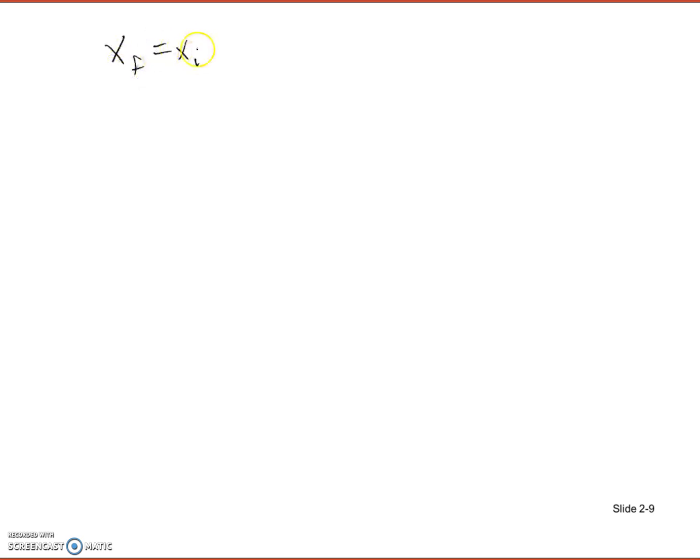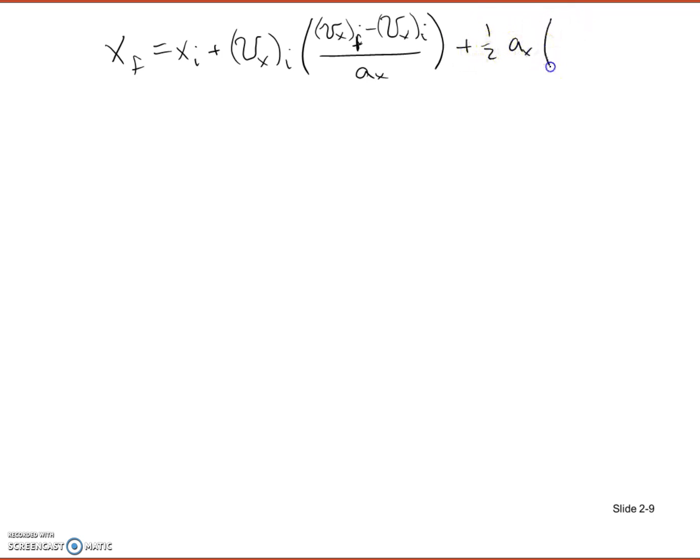So let's start again. x final is equal to x initial plus v_x initial, and now for my delta t, I'm going to plug in what I had before: v_x final minus initial over the acceleration, plus 1/2 times the acceleration times delta t squared. So it's just this thing again, but squared: v_x final minus v_x initial, the whole numerator squared, over a_x, which is also squared. Okay, it's getting a little messy here.